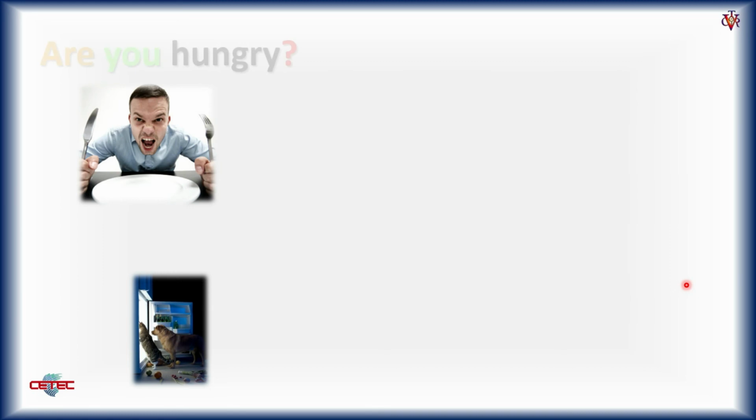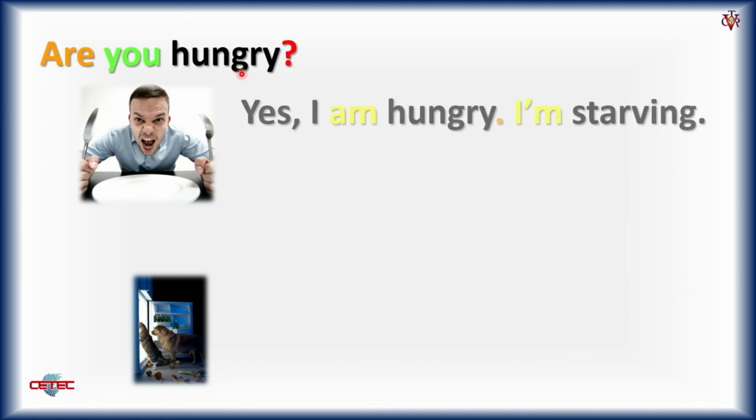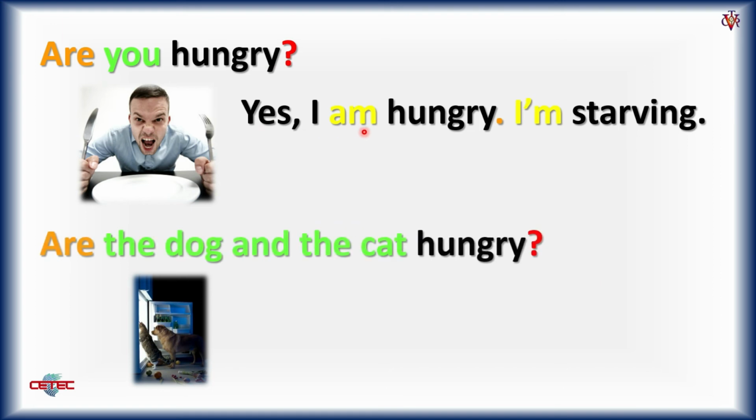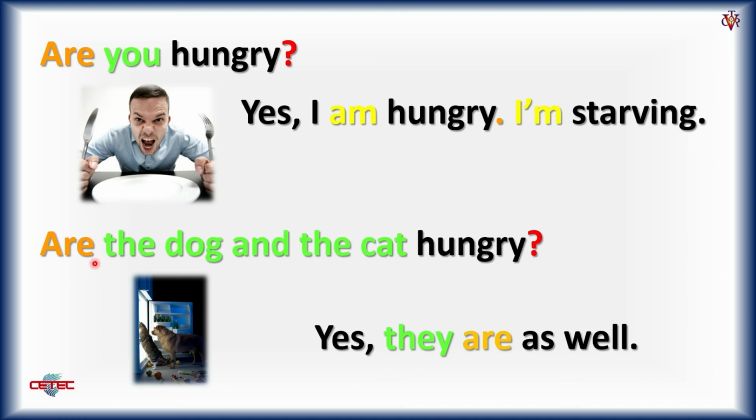Let's see another example. Are you hungry? Yes, I'm hungry. I am starving. Are the dog and the cat hungry? Yes, they are as well. Here, in the first example, the question is, are you? So this person is asking, are you hungry? And he answered, yes, I am hungry. I am starving. Here is the apostrophe between one word and another one.